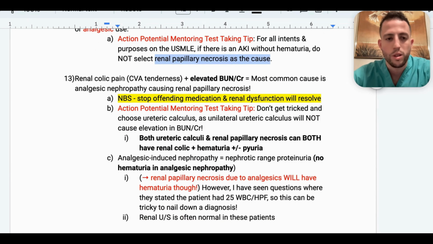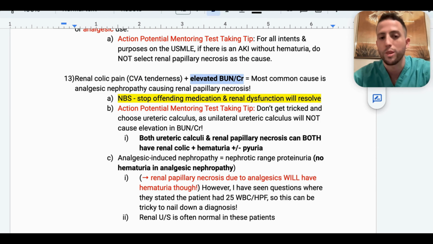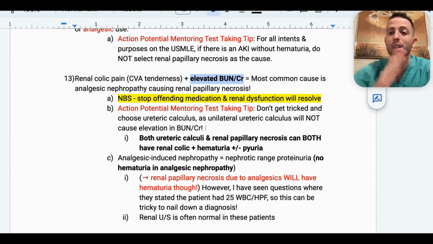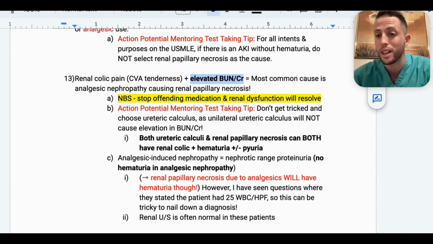Next, renal colic pain with CVA tenderness plus an elevated BUN and creatinine. The most common cause is analgesic nephropathy causing renal papillary necrosis. So your next best step is going to be to stop the offending medication, and renal dysfunction will often self-resolve. A test-taking tip: don't get tricked and choose ureteric calculus, as unilateral ureteric calculus will not cause an elevation in BUN and creatinine, despite the renal colic pain and CVA tenderness in the picture that really makes it sound like a kidney stone.